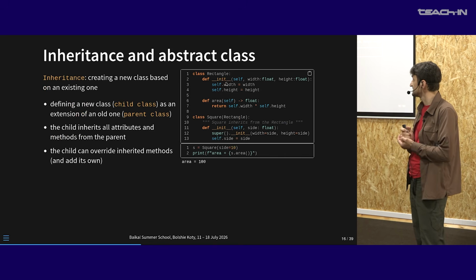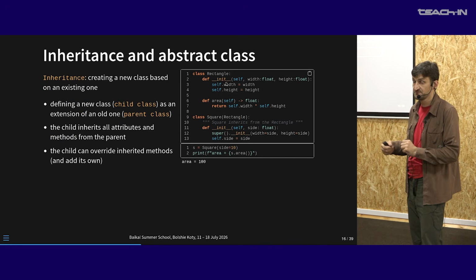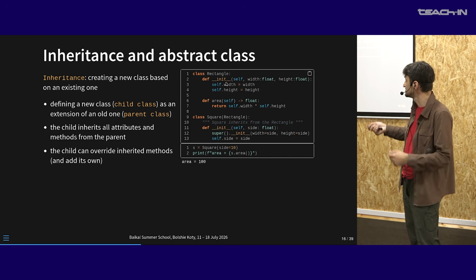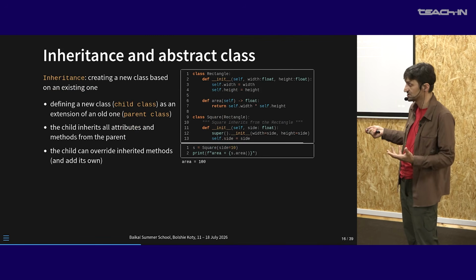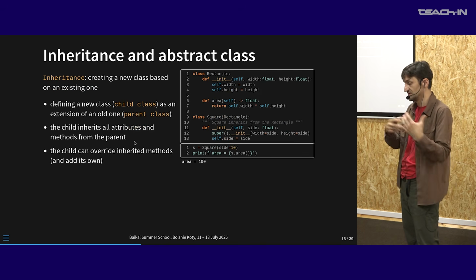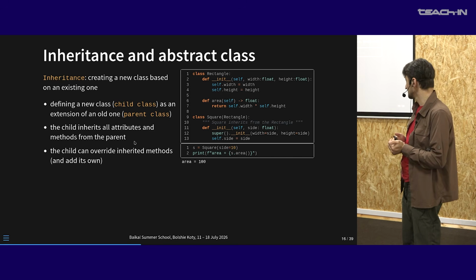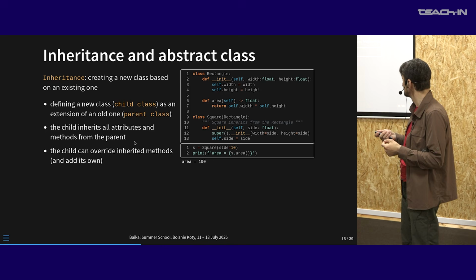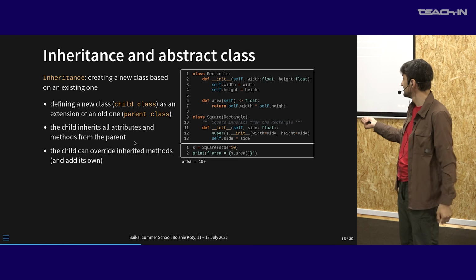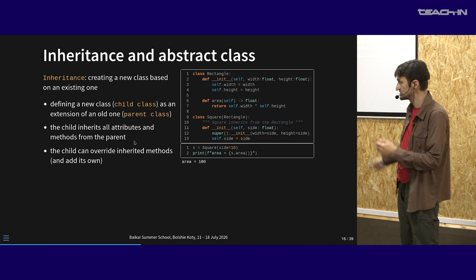Then inheritance. It's a way of creating a new class, so defining a new type, based on the existing type. This new class, called the child class, is an extension of the parent class. So it inherits all the attributes and all the methods of the parent class. Inheritance is good. You don't have to re-implement everything, but the child class can override the inherited methods and also define its own, of course, etc.